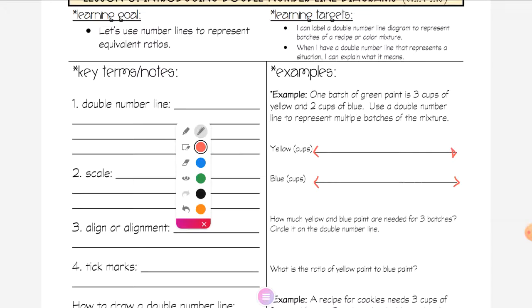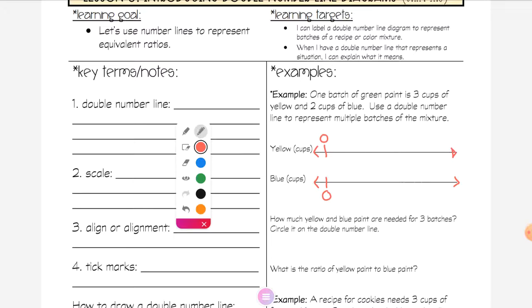So go ahead and write in 1 tick mark. And we're aligning them, which means put them right on top of each other and label. I'm going to label the yellow ones on top of it. I'm going to label the blue ones underneath it. It really doesn't matter where you label it, as long as you label it.